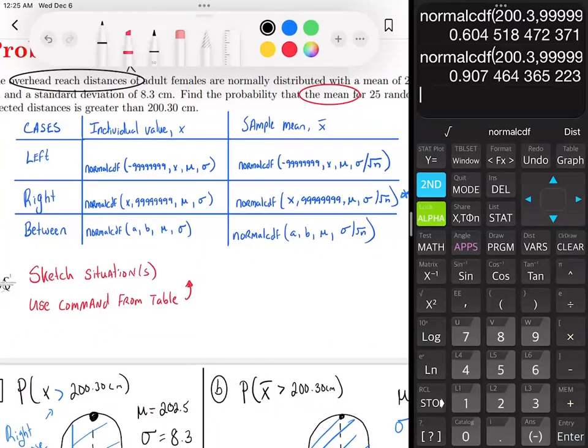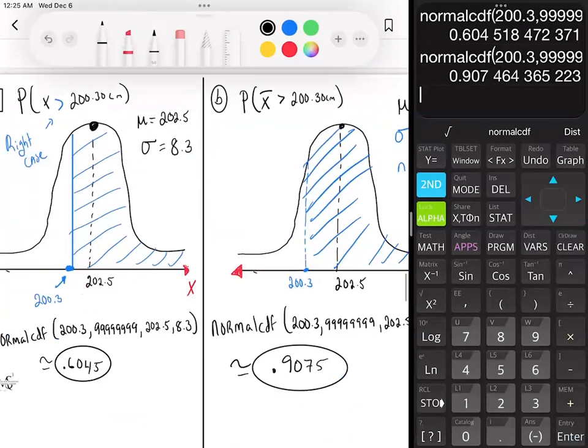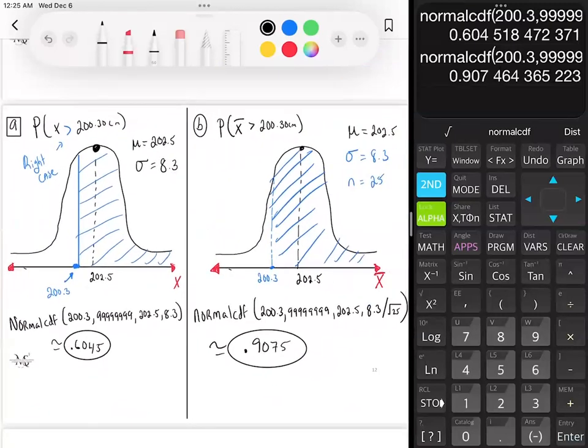And then lastly, after you use the command, just make sure that when you get your final answers, you round it to maybe 3 or 4 decimals. In most cases, your professors would ask you to do 4 decimals. All right, that will be it for this problem.